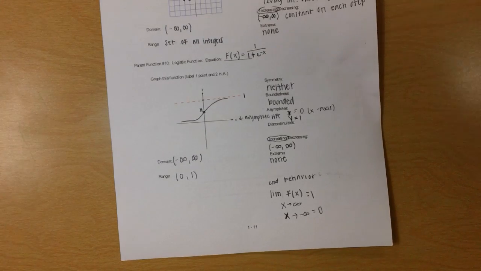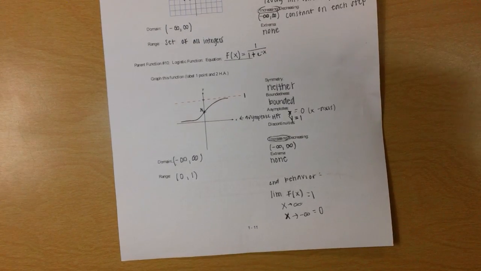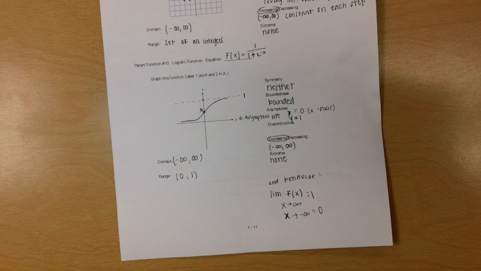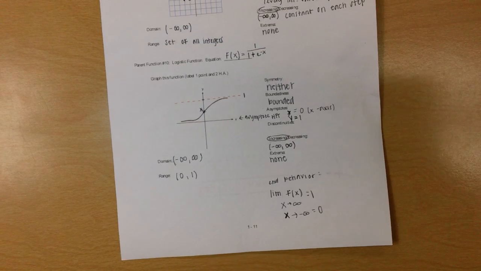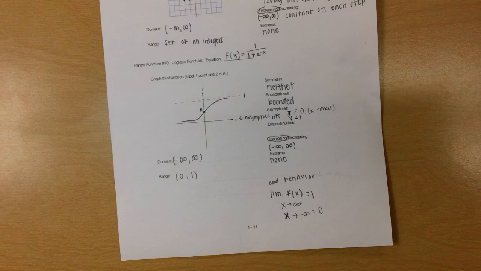This is parent function 10, the logistic function. There is no symmetry and there are no bounds. There are two horizontal asymptotes, the x-axis and the line y equals 1. There are no discontinuities and no extrema. It is increasing from negative infinity to infinity. The domain is negative infinity to infinity, and the range is 0 to 1. The end behavior is limit of x to infinity equals 1, and the limit of x to negative infinity equals 0.